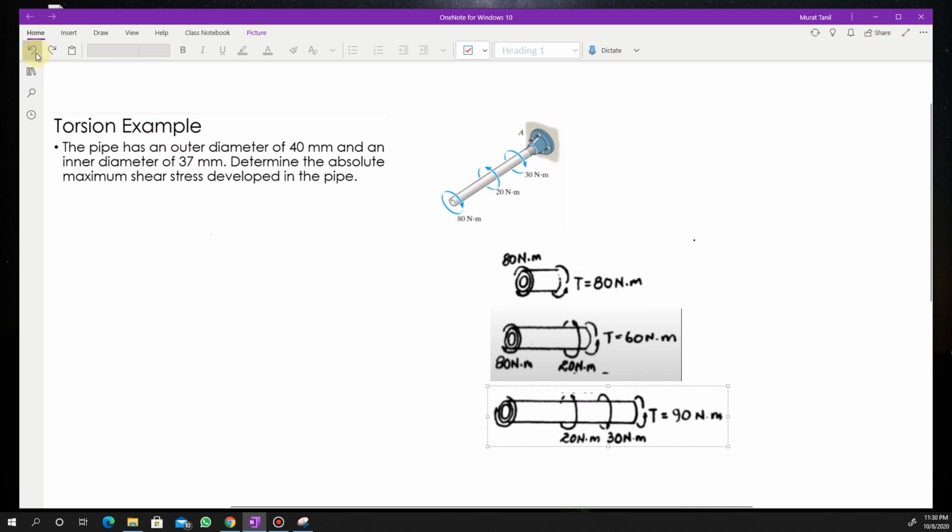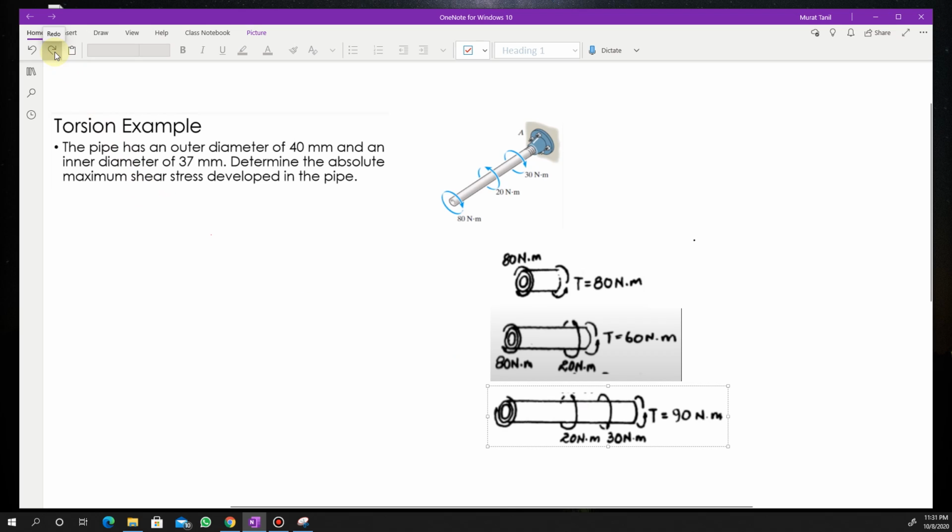Next, if I have my last cut all the way at the end, I have 80 Newton meter going in the positive direction on clockwise, and I have 20 Newton meter that's going counterclockwise, negative, and I have plus 30 Newton meter because it's clockwise, which leaves us with 90 Newton meter torque.